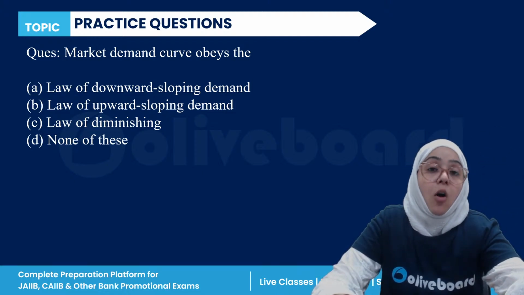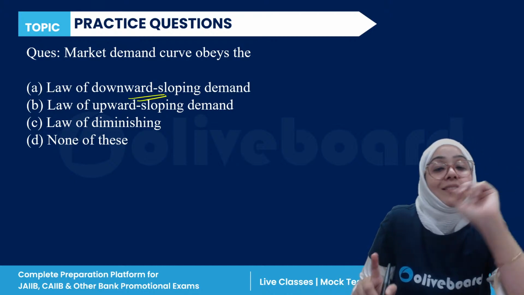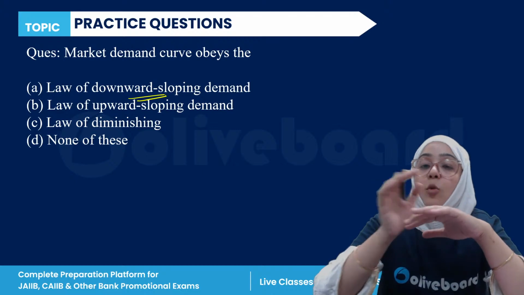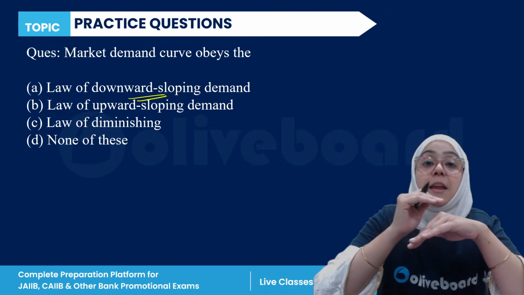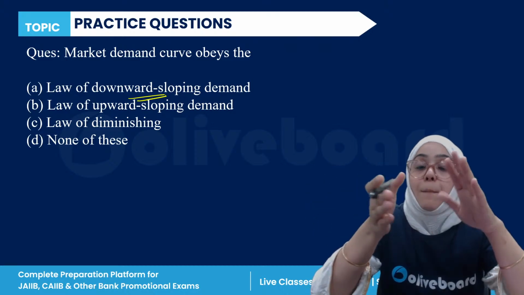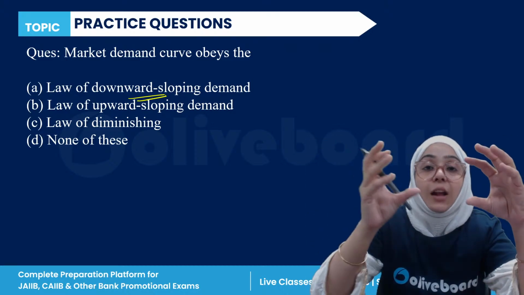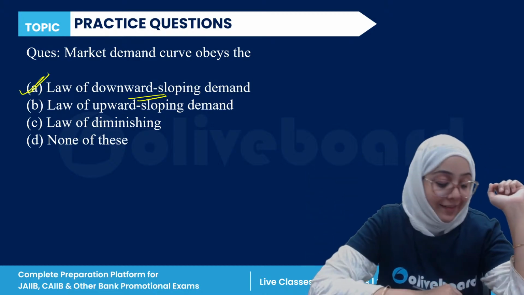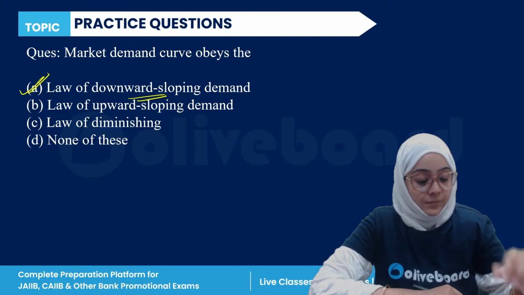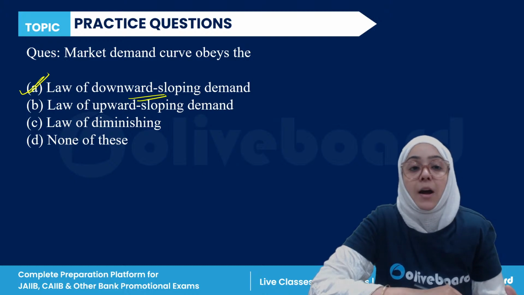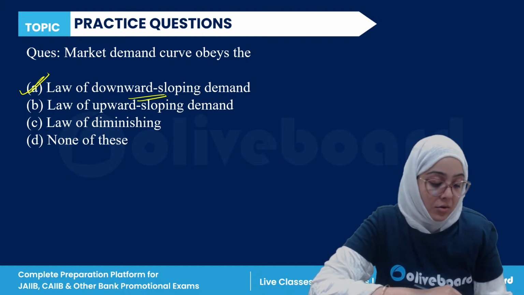And the curve in the law of demand is always downward sloping. Remember, the law of demand curve is always a downward sloping demand curve because it represents the inverse relationship between price and demand, right? So the market demand curve always follows the downward sloping demand. So A is the correct answer, right? No, law of diminishing is completely different. Here we are talking about downward sloping demand, right?